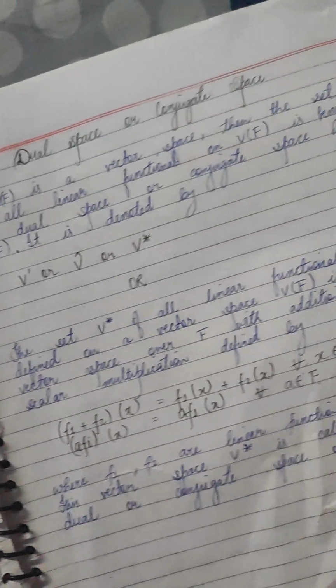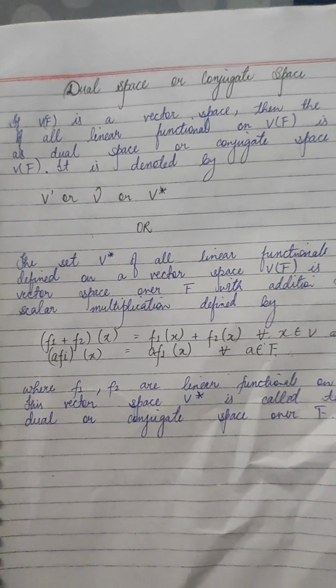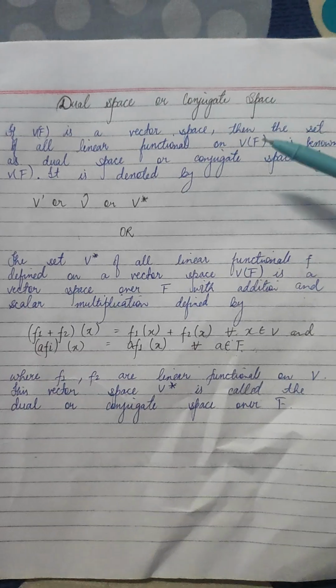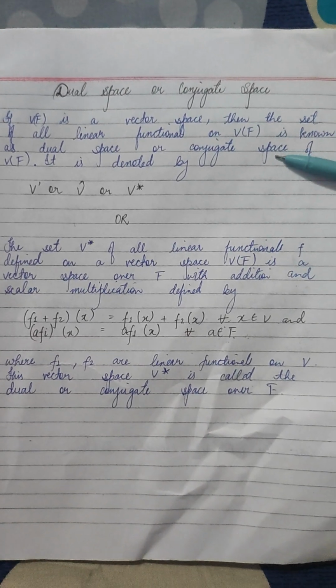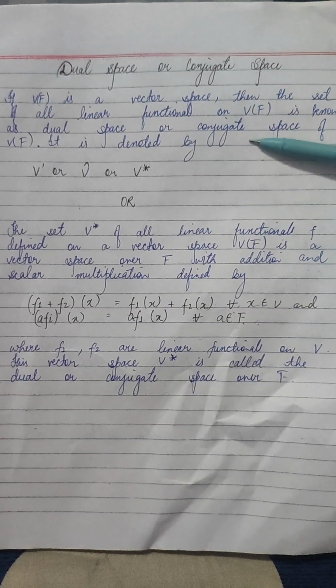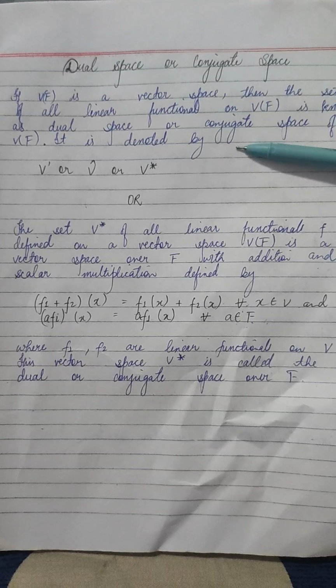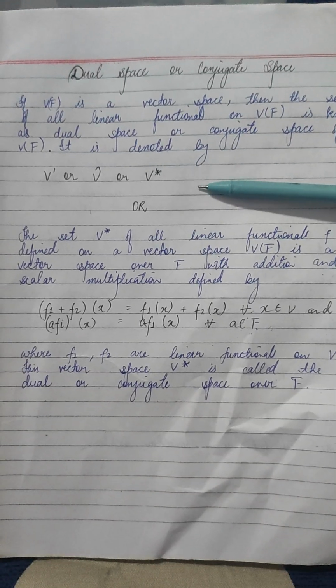So now we will study dual space or conjugate space. If V(F) is a vector space, then the set of all linear functions on V(F) is known as the dual space or conjugate space of V(F). It is denoted by V dash or V cap or V star.